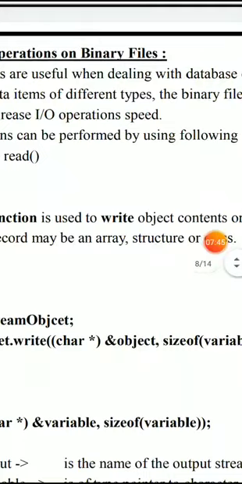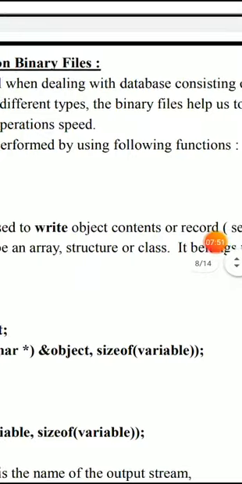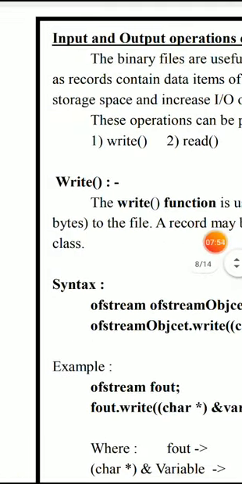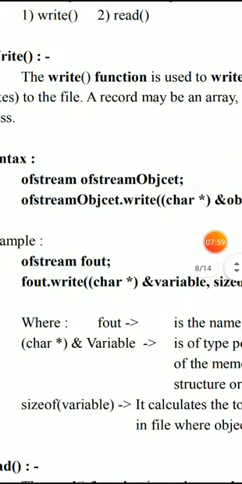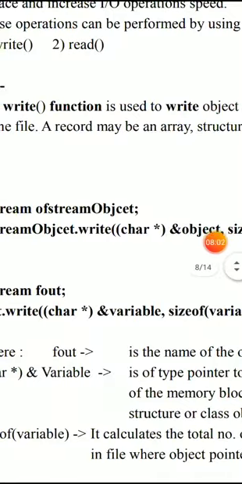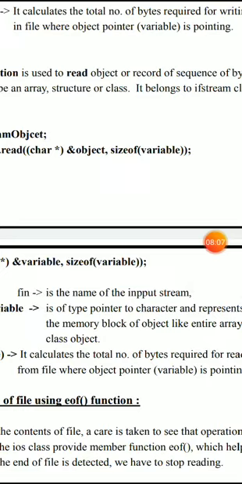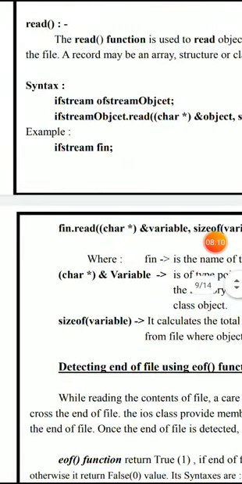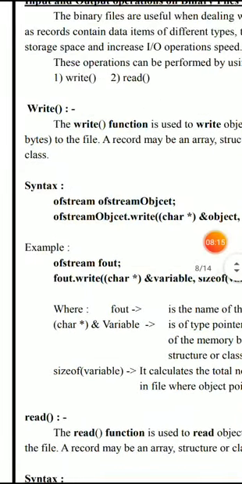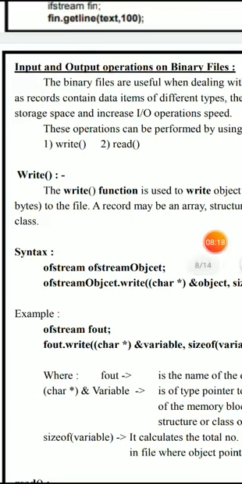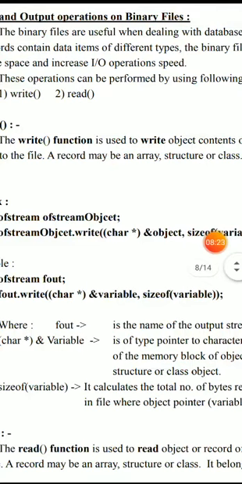A record may be an array, a structure, or a class. The write function belongs to the ofstream class. So its syntax is: ofstream object, then ofstream object dot write, char star and object, comma, sizeof a variable. For example, ofstream fout; fout dot write, char star and variable, comma, sizeof variable.